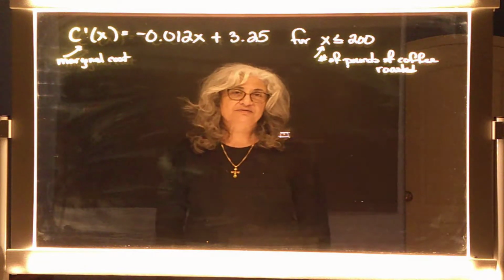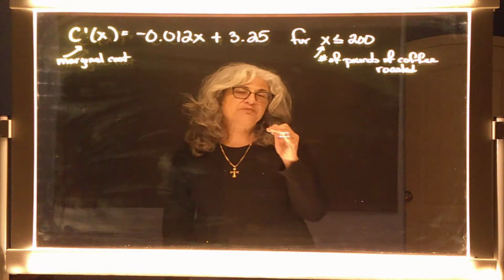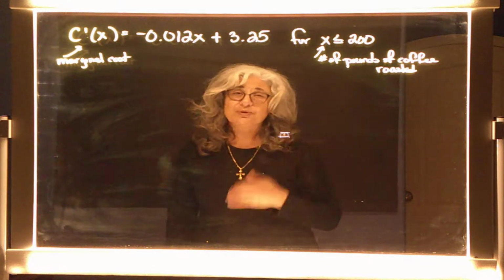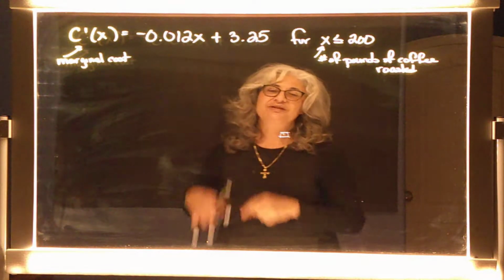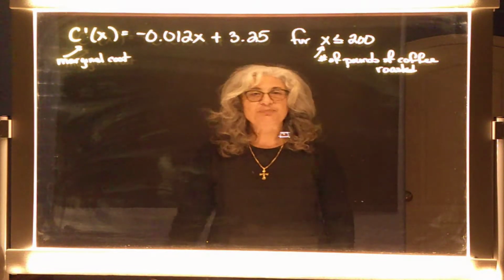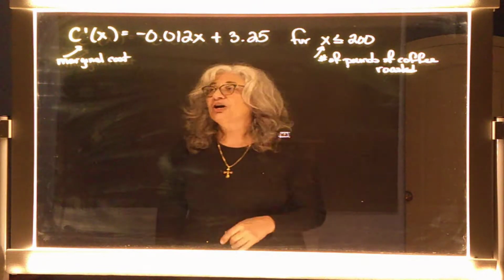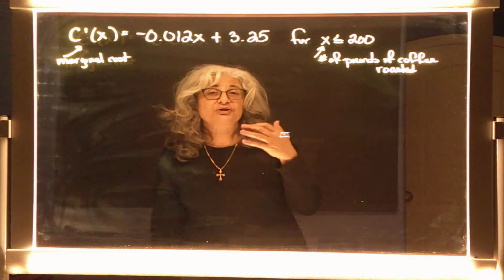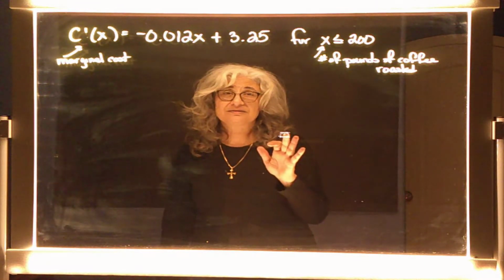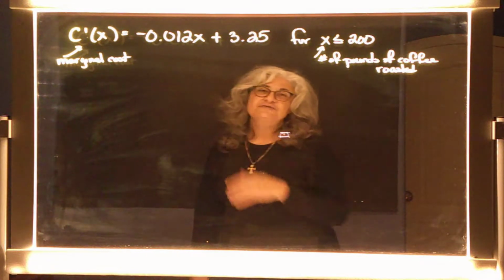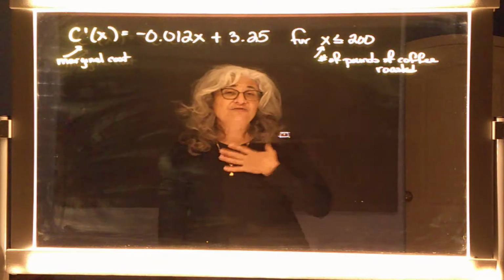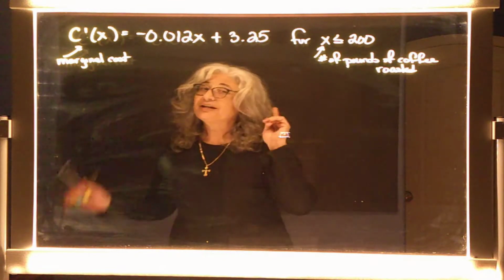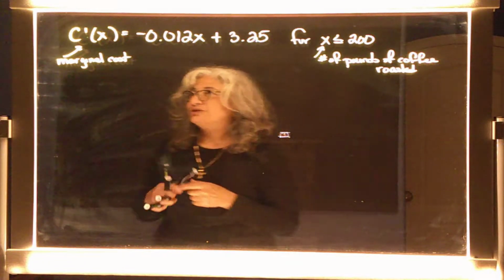Disregard any fixed costs. Okay, so as soon as they said marginal cost, we should have known that they were going to give us a function representing the derivative. That's the marginal cost, the rate of change of the cost. They have given us the rate of change of the cost, but they want us to find the actual cost. So what are we going to have to do? We're going to have to take the antiderivative.